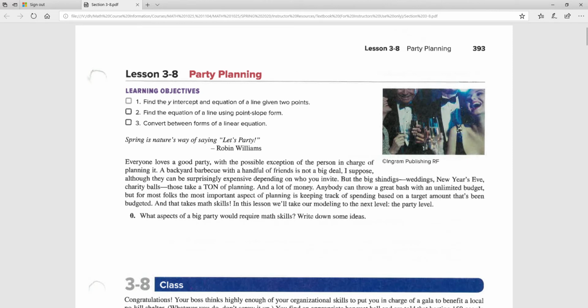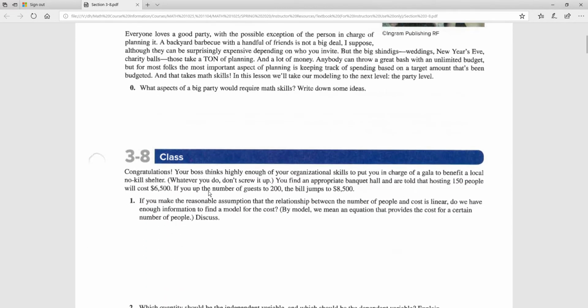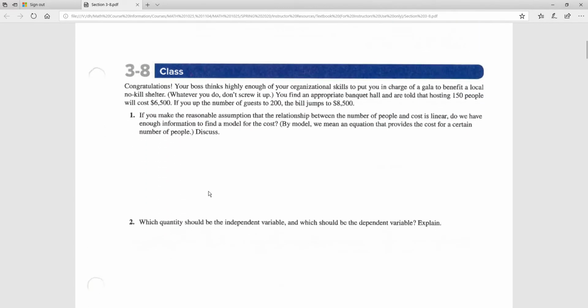All right, we're going to do lesson 3.8, which is about the point slope and linear modeling. This begins on page 393 in your textbook. We're going to start with the classwork here in the middle of page 393. The scenario that we're given here is that, congratulations, your boss thinks highly enough of your organizational skills to put you in charge of a gala to benefit a local no-kill shelter.